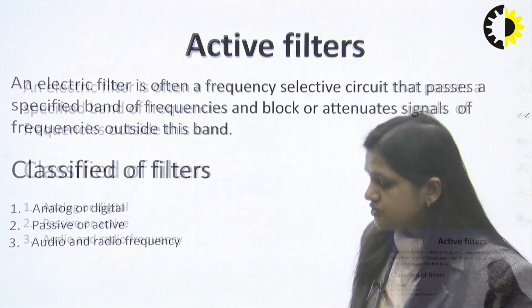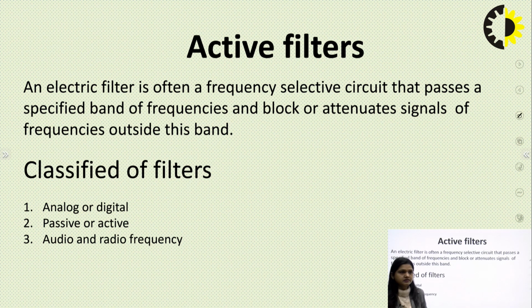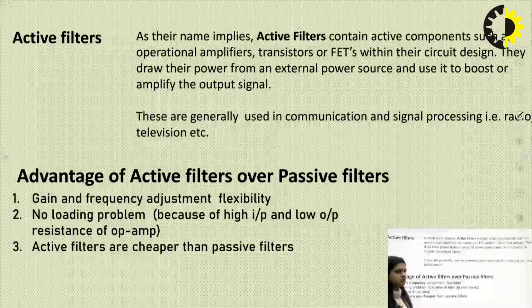So, let us start. Basically, an electric filter is a frequency selective circuit that passes a specified band of frequency and blocks or attenuates other frequencies. As per our requirement, we can pass a particular band of frequency or we can attenuate a particular band of frequency. On the basis of input signal, we can classify filters into various categories like analog filter or digital filter. Based on the component, we can classify them into active or passive filters, and similarly based on the frequency band, we can classify filters into audio and radio frequency filters. Here the main focus is on the active filters.